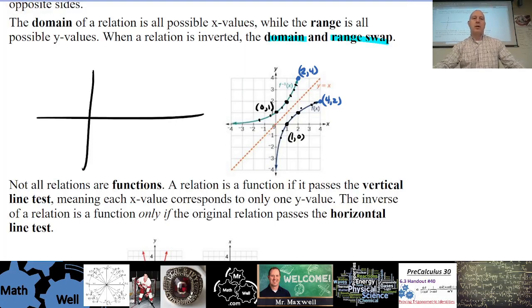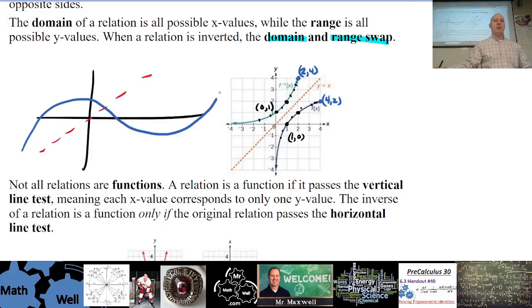Yep, we could. If this is the y equals x line, and if we had some kind of crazy function like this, well, we could show an inverse of that too. Each point, I'll do this in black, would have a mirror point on the other side of the line. This one would go over here. This one would go over here. This one would go over here. This one over here. This one over here, and so on.